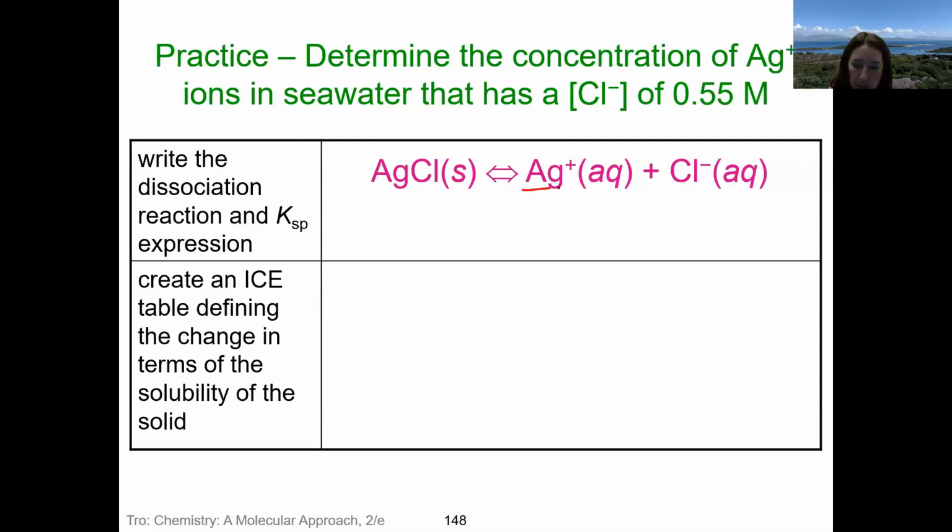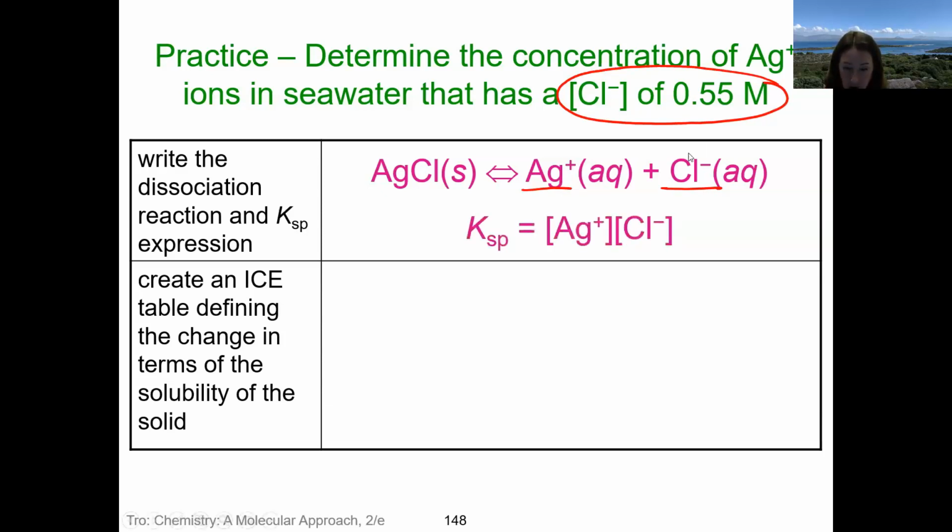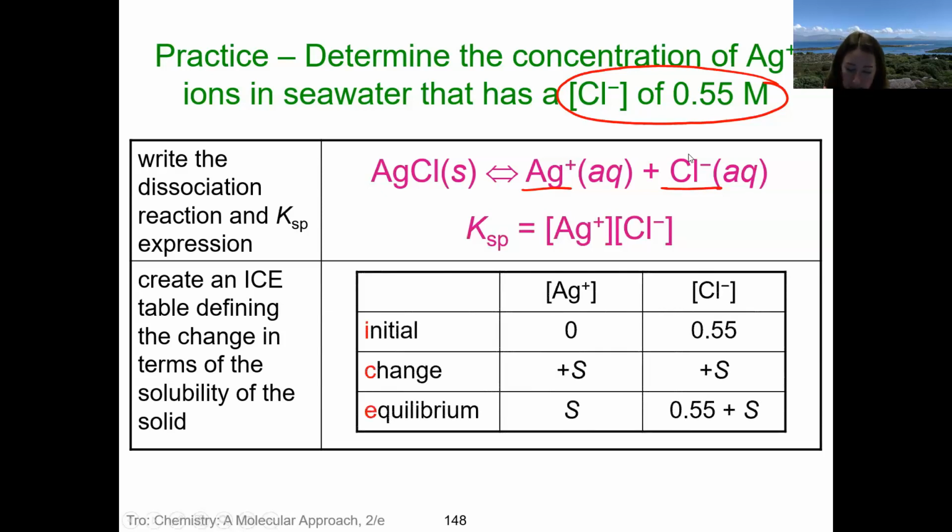This is a pretty simple solubility because there are no coefficients. So it's just straightforward. We have an initial concentration of 0.55 molar. So that's our initial concentration. Again, this is just going to be S. This is going to be 0.55 plus S. But again, I'm going to assume this is very small. Should be fine.